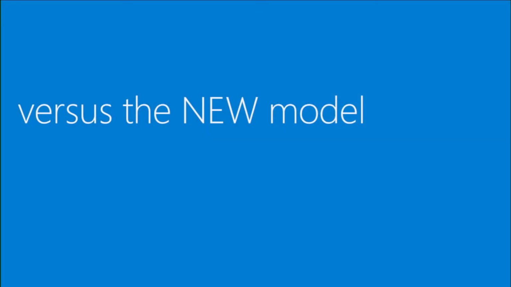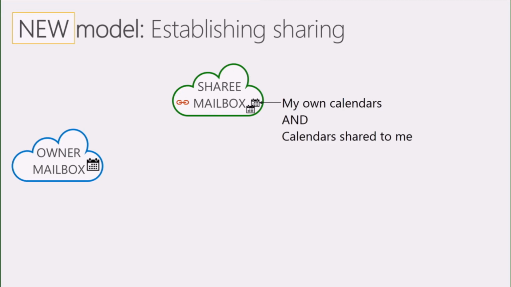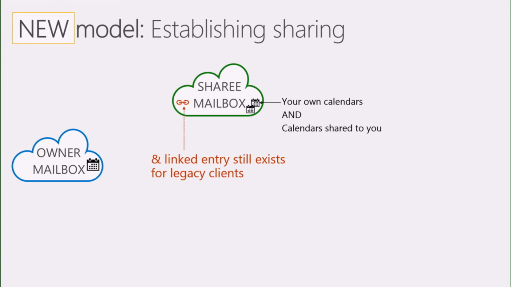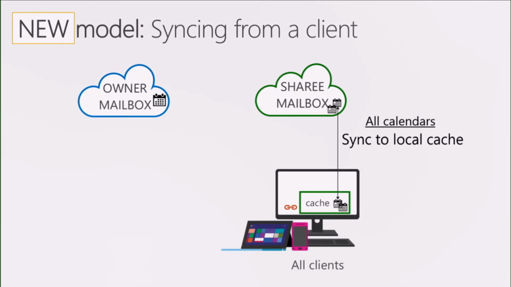So, the new model of calendar sharing. When an owner shares to the sharee, two things are going to happen in the new model. First, we're going to create a local folder for that shared calendar in the sharee's mailbox. It's going to look, feel, smell just like their own calendars. And then we're also going to create that linked calendar entry so that legacy clients that understand linked calendar entries, like 2010, 2013, and Mac 2011, don't break. So now when you're syncing, regardless of client, these clients are going to start syncing all of their calendars. There's only going to be one type of calendar that your calendar applications understand, and that's your own calendars. They're not going to read the linked calendar entry.